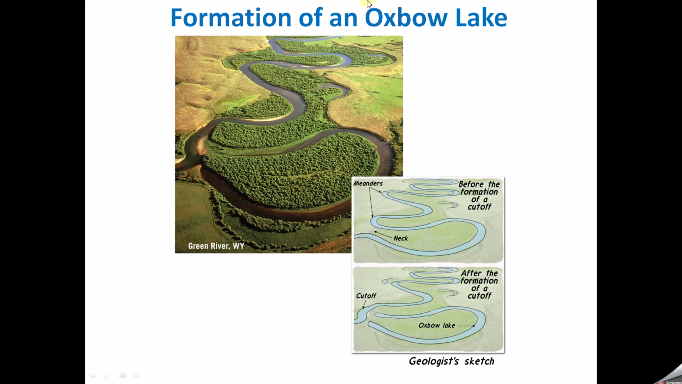Oxbow lakes. This sketch shows a stream with a big deflection, and here we have the neck. Over time, this part will start cutting until they connect. When the two parts on opposite sides of the channel connect, the neck becomes cut off, and this part becomes isolated and becomes a lake. We call it an oxbow lake. And here in nature, this is the cutoff, and this is the oxbow lake.